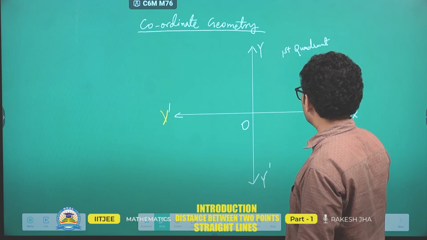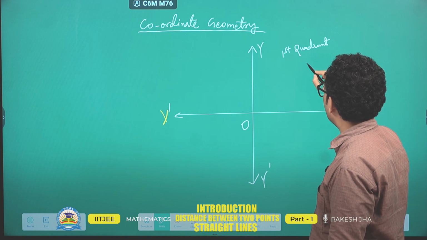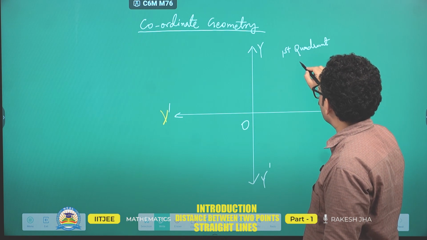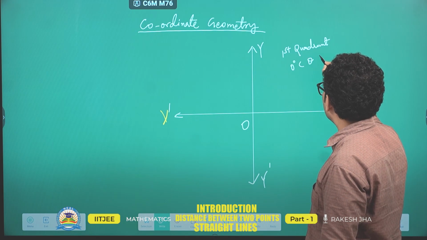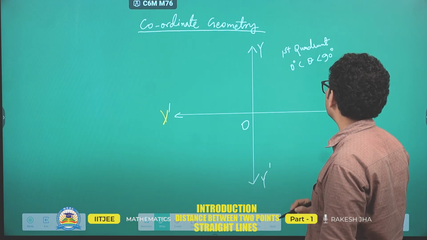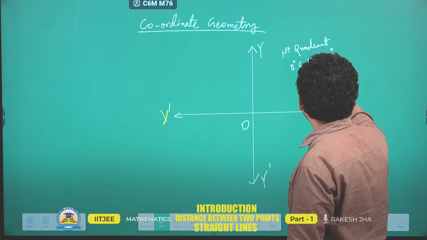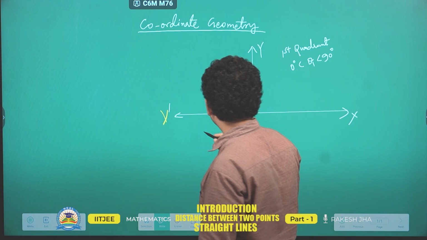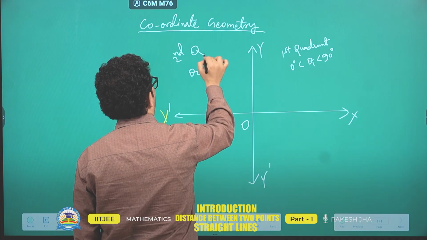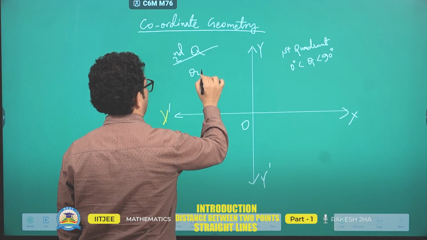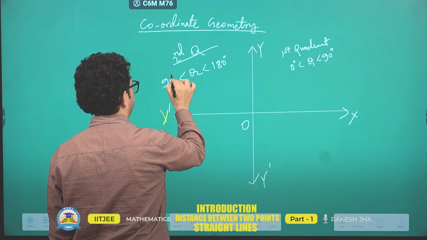and its range is between 0 to 90 degrees. So let it be theta. The angle would be 0 less than theta less than 90 degrees. Now if you talk about the second quadrant, let it be theta 1 first. Here theta 2 is the second quadrant. Theta 2 is less than 180 degrees and greater than 90 degrees.